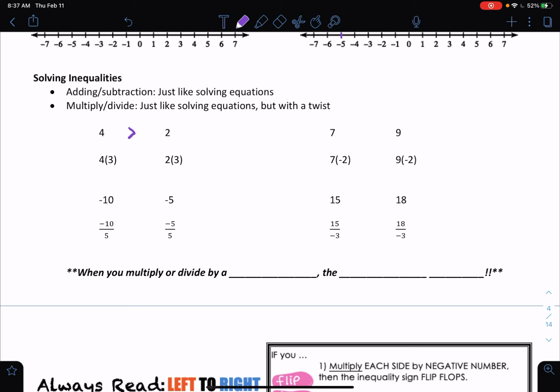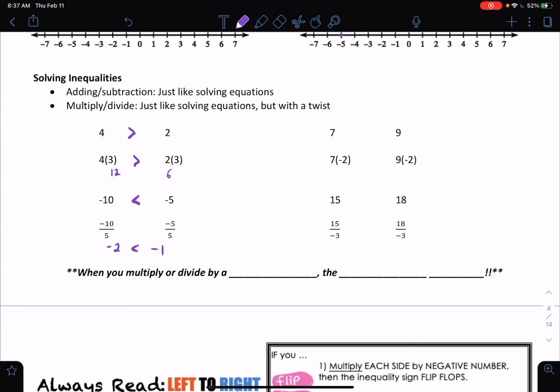Okay, so then let's say we multiplied both numbers by the same thing. We get 4 times 3 is 12, 2 times 3 is 6. So the inequality symbol stays greater than. Same thing if I'm dividing by a positive number. So we've got negative 10 is less than negative 5. If I divide both of those by 5, I get negative 2 is less than negative 1. The symbol stays the same when I multiply or divide by a positive number.